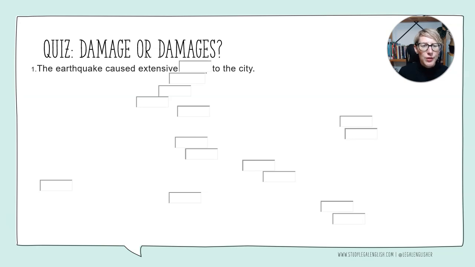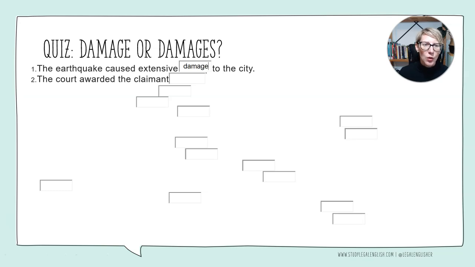The earthquake caused extensive blank to the city. What do you think it is? The answer is damage. Okay, because it's harm, it's loss. Let's have a look at the next one.